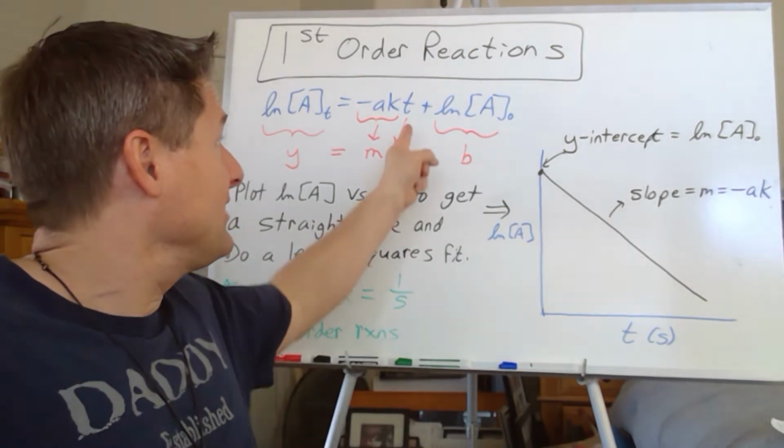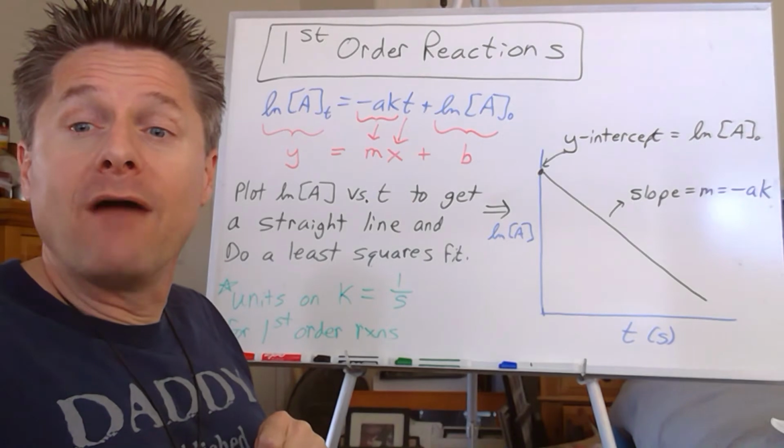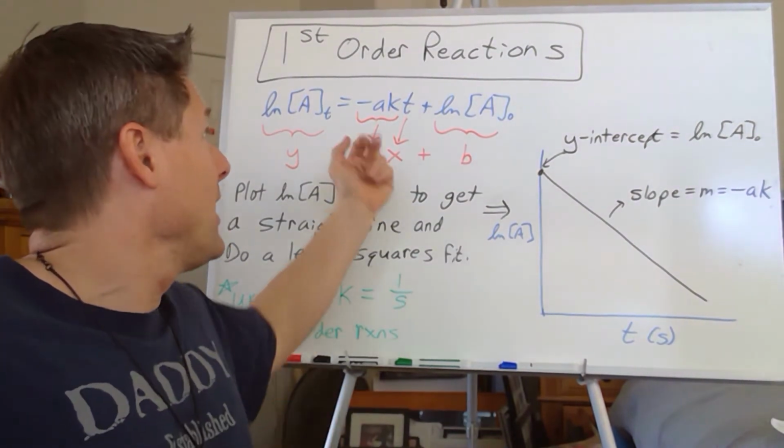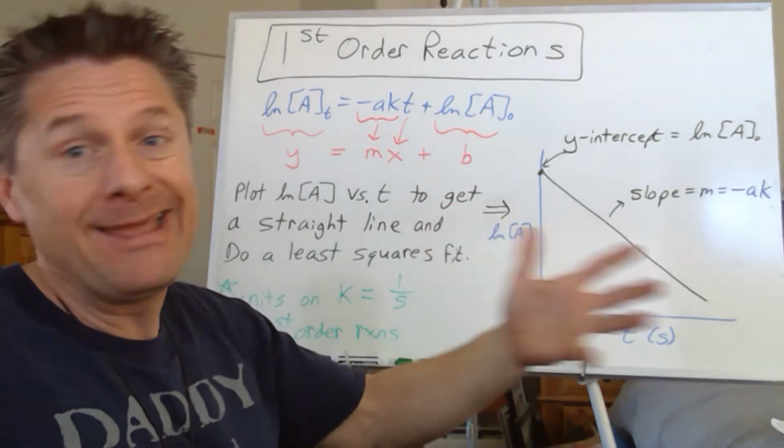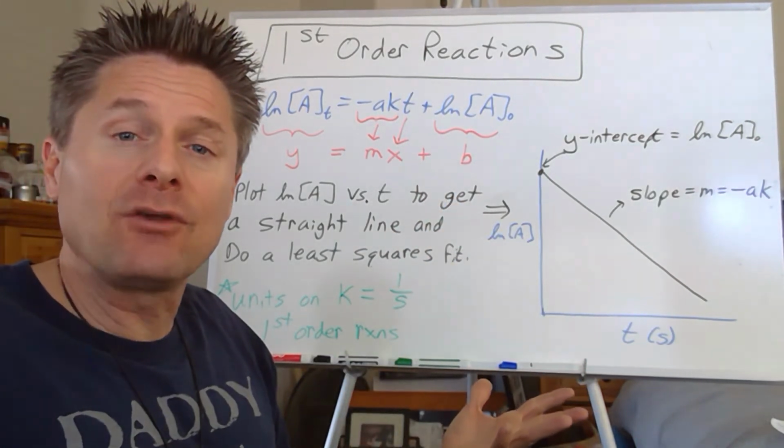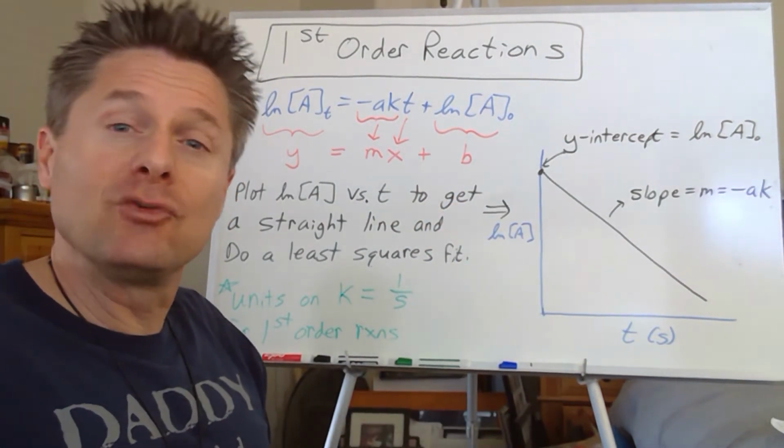Well, let's do one problem of first order reaction kinetics. We can either use this equation or the one where it's log of A_t over A naught. Either one's going to give you the right answer. It's just a personal preference. So let's do an example problem.